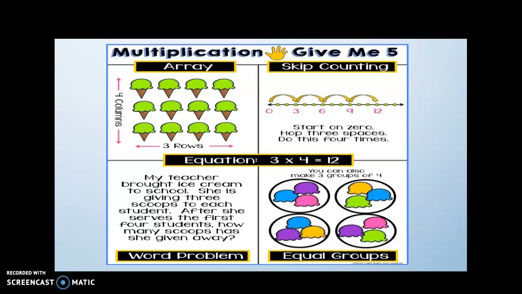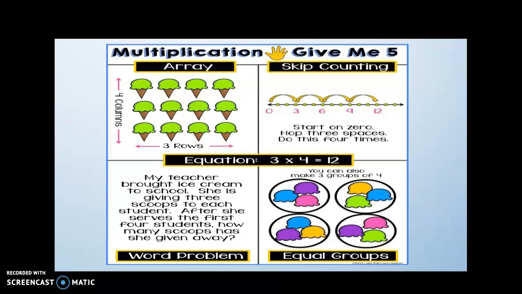0, 3, 6, 9, 12. Now, if we wanted to take those numbers and make a multiplication problem out of that, how will we do it? Okay, Linda, you are actually correct. To do 2 times 3, we know that that equals 6.